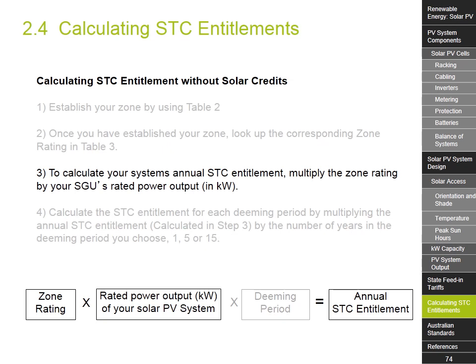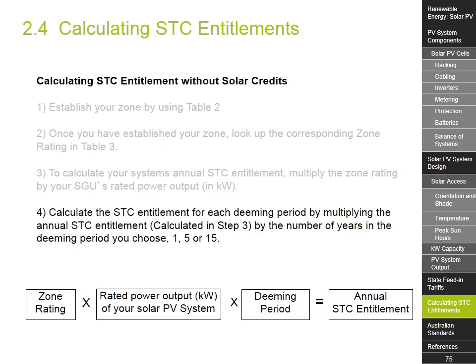Step 3 is to calculate the system's annual STC entitlement by multiplying the zone rating by the rated power output in kilowatts of the PV system, which you can find in the specifications provided by the manufacturer. Be sure to use the exact figure that applies to the particular model. You should also note that if a system is entitled to more than 250 STCs per year, the system is classified as a potential PV power station. This would mean that the system owner must apply to the Clean Energy Regulator to become an accredited power station to be entitled to large-scale generation certificates.